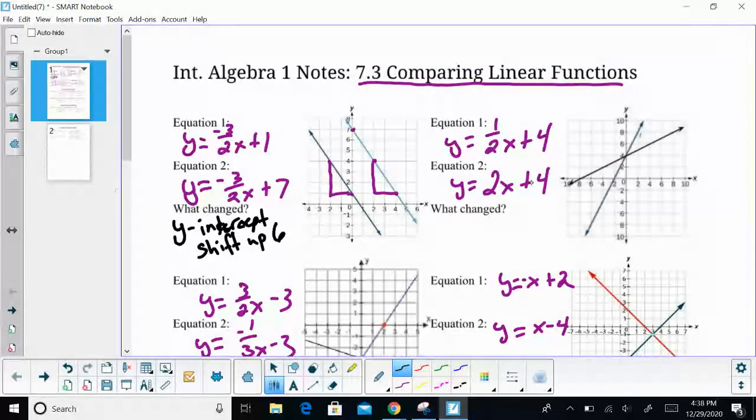Now, I've written the equations for my next two set. How did they change? My slope changed, right? So would you say that equation 2 was steeper or less steep from equation 1? You would say it's steeper because 2 is larger than 1/2.